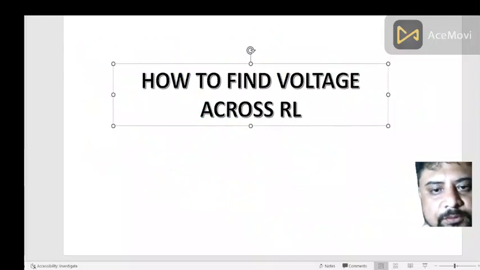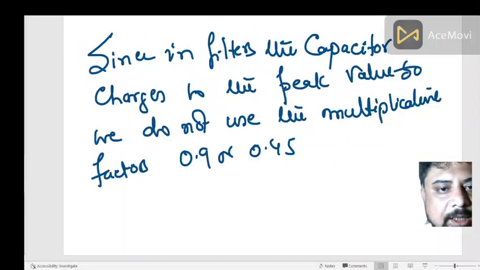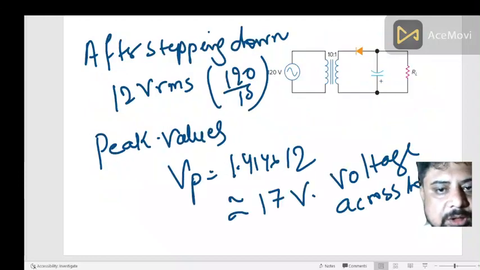Now the next question that is also asked is how to find the voltage across RL, the load resistance. How will you calculate it? You have to remember the important concept that in filters the capacitor charges to the peak value, so we do not use the multiplicative factors 0.9 or 0.45 that are used for AC. It is the capacitor peak voltage. This is the concept you have to use.